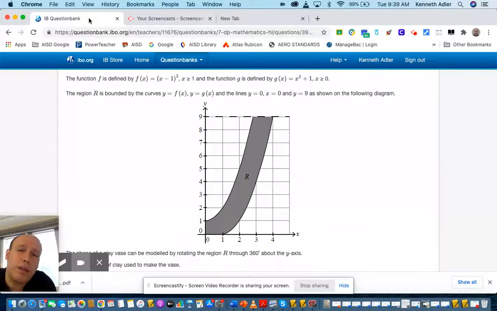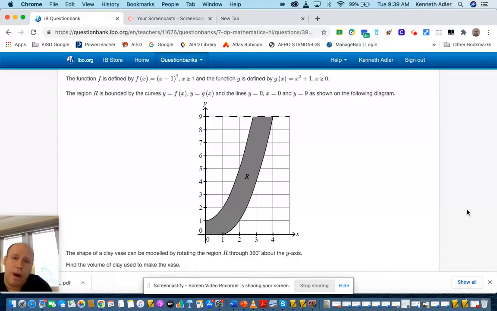So we can see these are both parabolas. There's one on the right, there's one on the left. We can see the parabola on the left is g, the parabola on the right is f. They both get cut off by 1 and 1, and then at the top the maximum is 9.